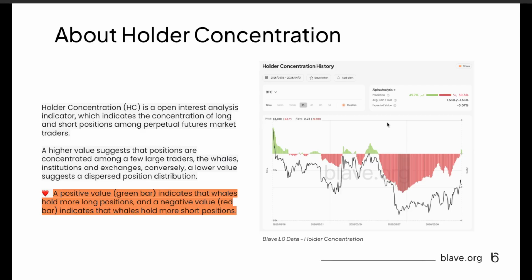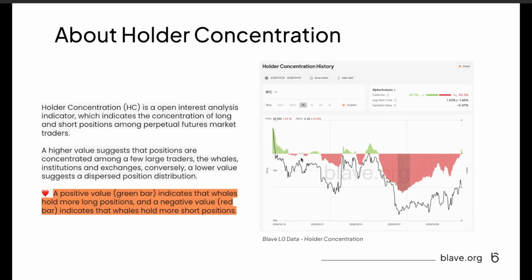By the way, the meaning of large trader could be trading firms, could be large size traders, or even the centralized exchange itself. We couldn't know the exact identity of the large traders, but we can know if more long or short positions are possessed by larger accounts through our holder concentration analysis. Besides, a lower holder concentration value might suggest a dispersed position distribution in the markets. Like you can see in the example chart here.